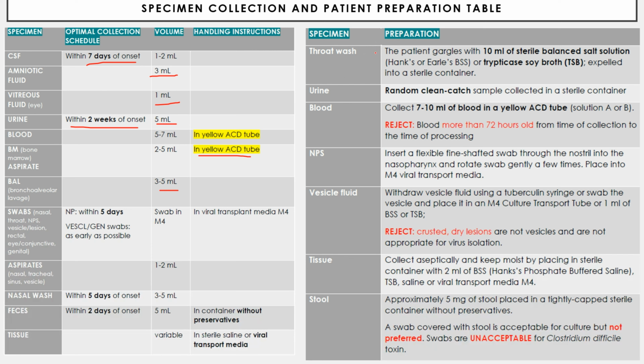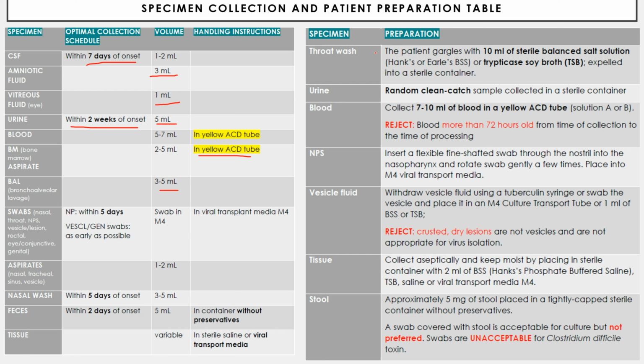For nasopharyngeal swabs or your NPS, insert a flexible fine-shafted swab through the nostril into the nasopharynx and rotate the swab gently a few times. Place into M4 viral transport media. For the vesicular fluid, withdraw vesicular fluid using a tuberculin syringe or swab the vesicle and place it in an M4 culture transfer tube or 1 ml of BSS or TSB. Reject crusted dry lesions, they are not vesicles and are not appropriate for virus isolation.